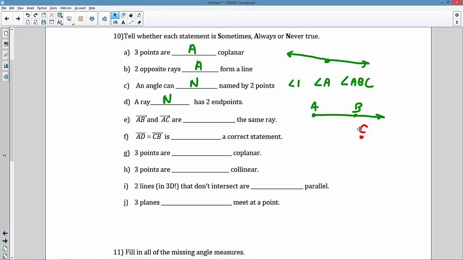I can move point C to here, and now they'd be 2 separate rays. Unless they said A, B, and C were collinear, that would be a different story. So this is a sometimes. The name AD, segment AD equaling segment CB, is never true. You cannot name it. You'd have to put an M here if you wanted to do that. See, that would be always true, right? But they didn't, so we're not going to keep that there.